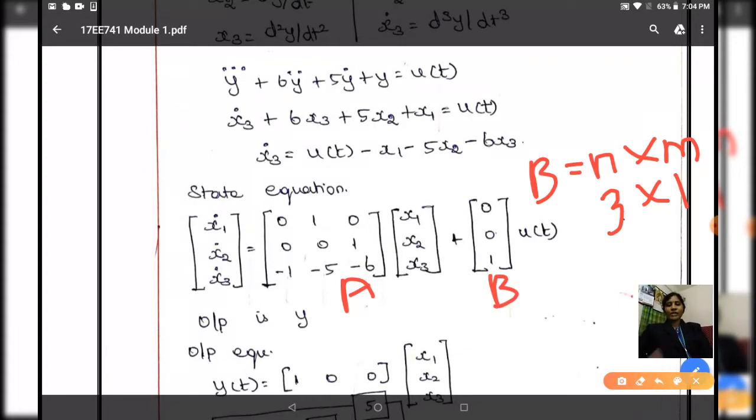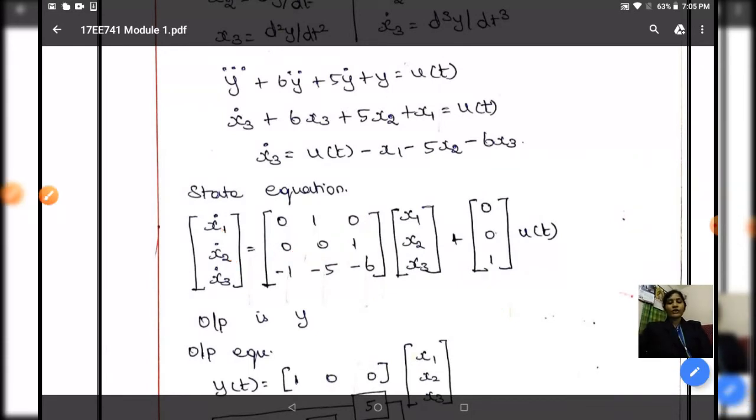The procedure to write your A matrix is the same as how we solved in our electrical network and mechanical network. This particular element is the coefficient of x1 in x1 dot, this is the coefficient of x2 in x1 dot, and this element is the coefficient of x3 in x1 dot. Likewise, for the second row, the first element represents the coefficient of x1 in x2 dot, then the coefficient of x2 in x2 dot, and the third element the coefficient of x3 in x2 dot.